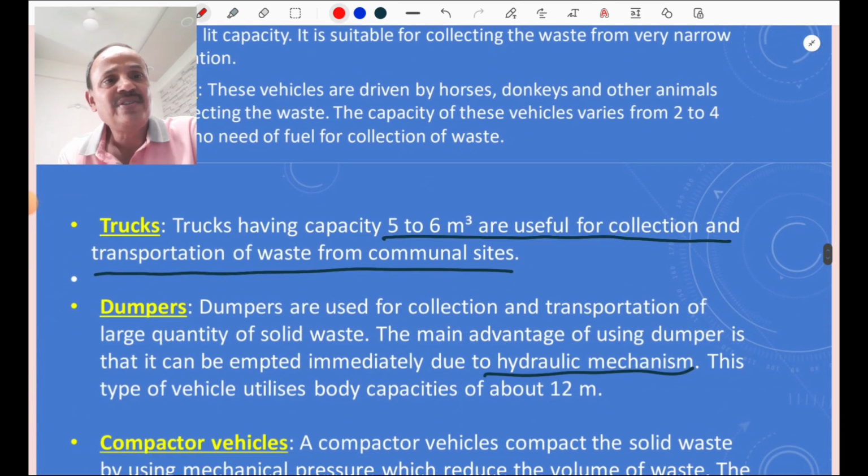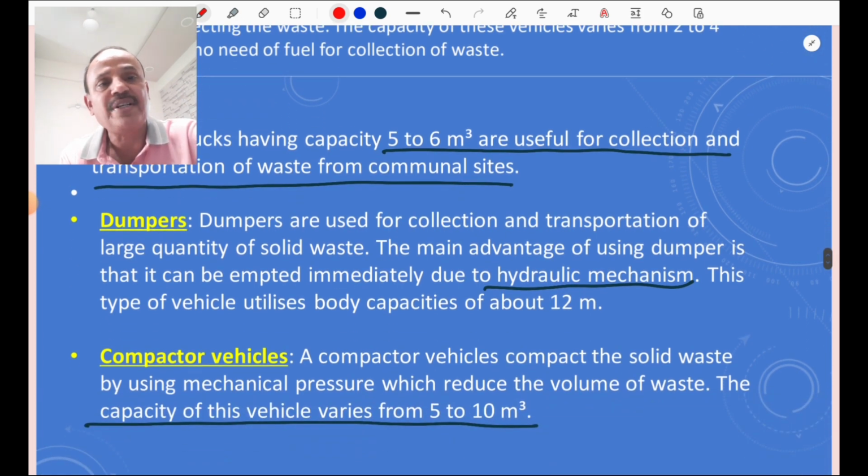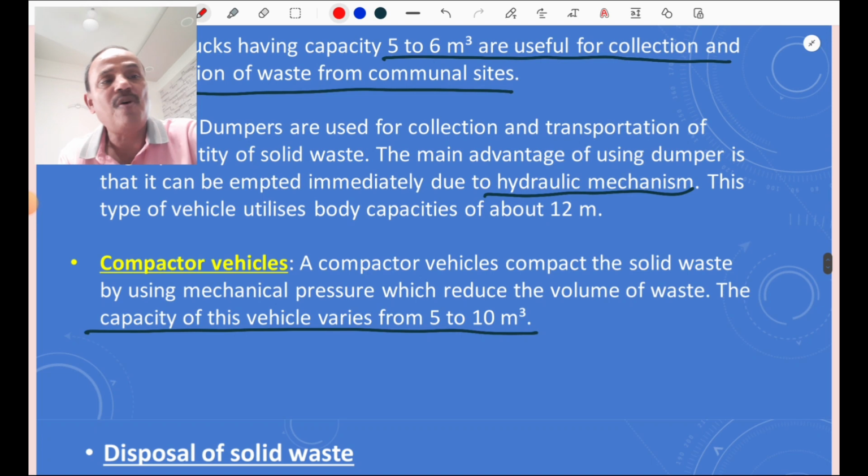And then trucks having capacity of 5 to 6 meter cube are useful for collection and transportation of waste from the communal sites. Then dumpers are used for collection and transportation of large quantity of solid waste. The main advantage of using dumper is that it is emptied immediately due to hydraulic mechanism. That is very important. Then compactor vehicles compact the solid waste by using mechanical pressure which reduces the volume of the waste. The capacity of this vehicle varies from 5 to 10 meter cube. One must know that these capacities and such types of questions are asked in competitive examinations.